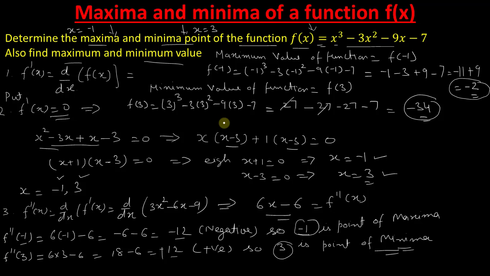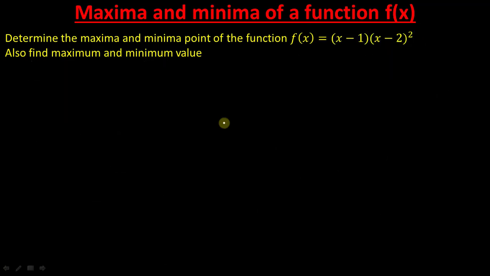Now let us try to do one more example so that you can do a little bit of practice. So now let us do the next numerical. We have f(x) is equal to (x minus 1) into (x minus 2) the square. We have to find the point of maxima and point of minima and the maximum and minimum value. So it is once again similar to the previous question. First we have to find the derivative f dash x. I will quickly find its derivative.